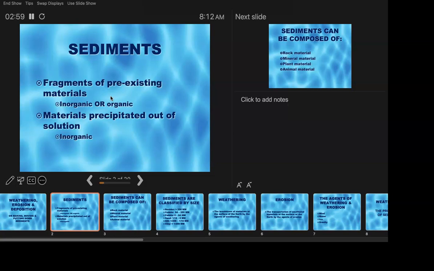So, sediments can be a couple things. They can be fragments of pre-existing materials, right? And those can be either organic or inorganic. And then don't forget there is that weird kind of sedimentary rock that actually grows. So we could also refer to sediment as material that precipitates out of solution. Remember chemical sedimentary rocks. And in that case, again, it's always inorganic.